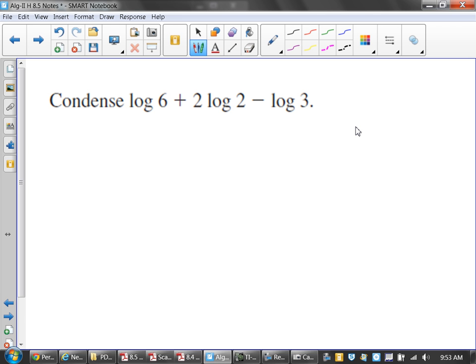So if I'm going to condense the log of 6 plus 2 log of 2 minus a log of 3, first of all, what's my base? 10. Good. So I don't have to worry about writing that down. Now, does everybody see how there's an addition symbol and a subtraction symbol? So that tells me what's happening somewhere. Division. There's some division going on. We agree? So I'm going to have log of something with the division. What is it being divided by? It's just going to be 3. Everybody agree?